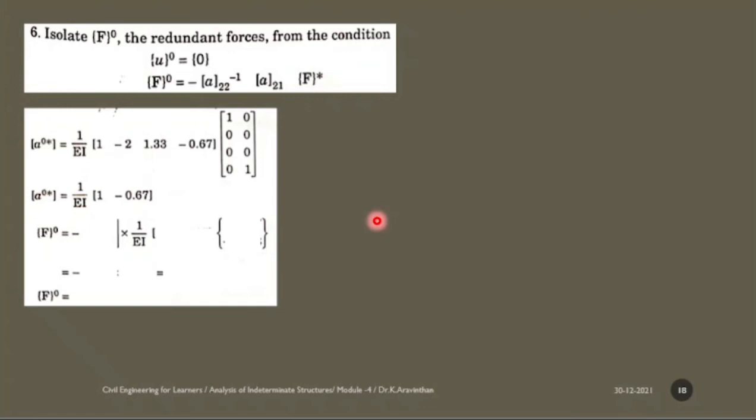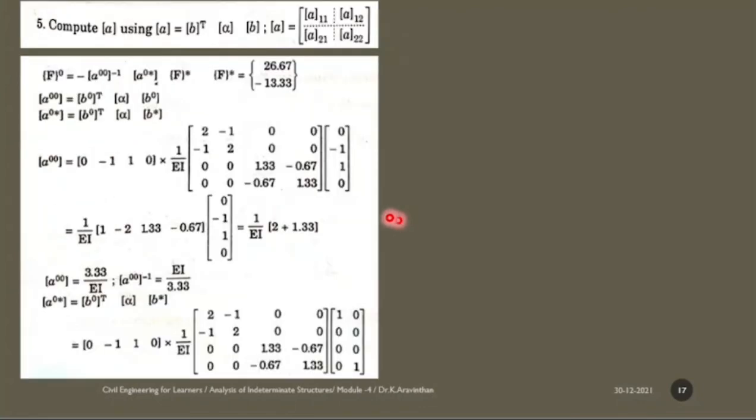Now you know all the components. What are they? In the previous step, how do we find F naught? Currently we are in need of F naught. How to find that? A naught naught inverse. Have you found that? Yes, you have found A naught naught inverse and the values here. And have you found A naught star? Yes, you have found A naught star. And what is F star? F star is already found in the previous step, that is 26.67 and minus 13.33. Now all the components are known. Now you have to multiply the answers.